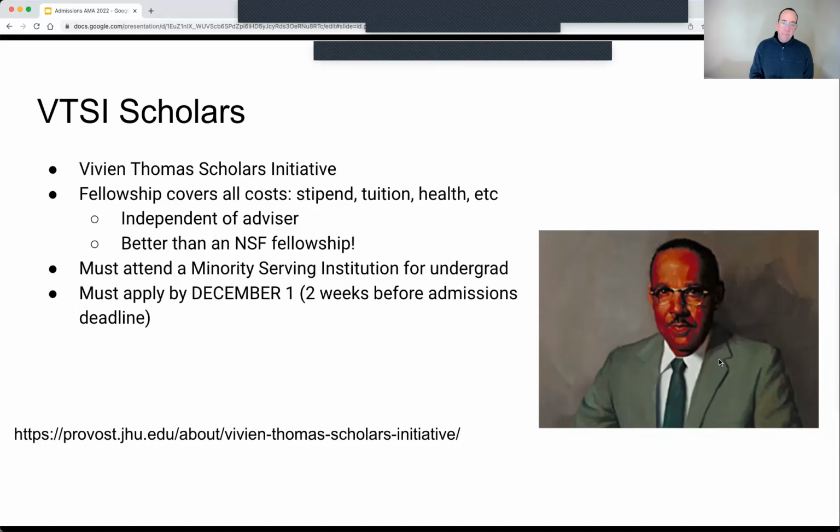This is a great opportunity because it is a fellowship that covers everything: stipend, tuition, health, everything. It is better than the NSF fellowship in terms of what it provides. You have these things normally provided by your advisor. I'll talk about funding in a little bit, but this is an independent source. And so you basically are free to your advisor, and it is better than the NSF fellowship because the NSF fellowship is only 3 years. This is your whole PhD.